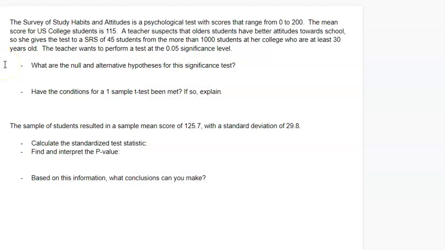So she gives the test to a simple random sample of 45 students from the more than 1,000 students at her college who are at least 30 years old. The teacher wants to perform a test at the 0.05 significance level.